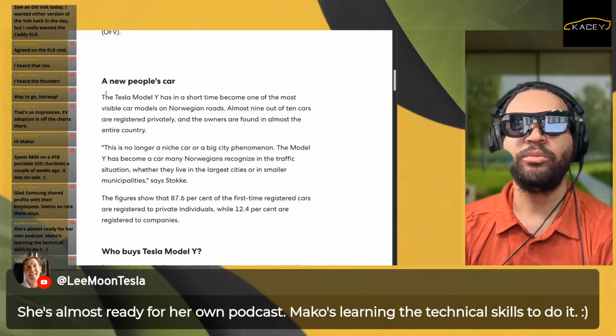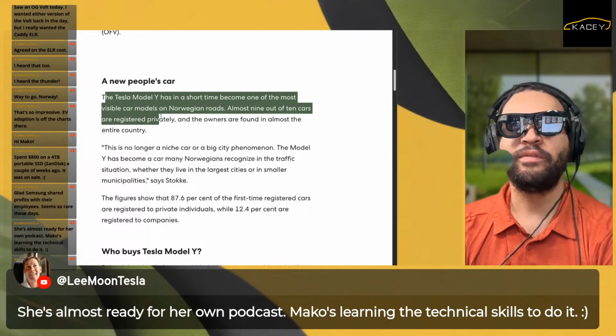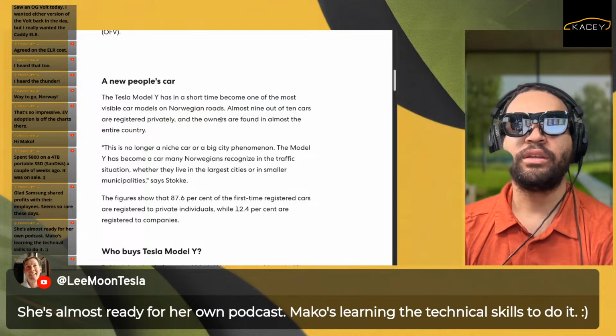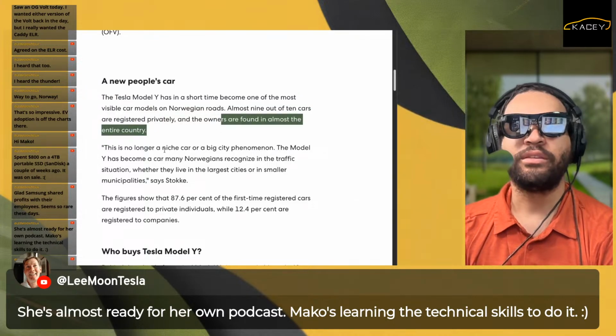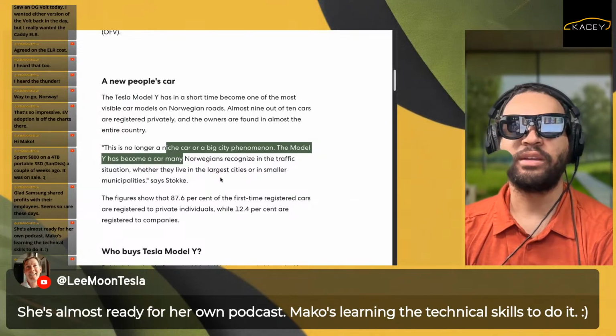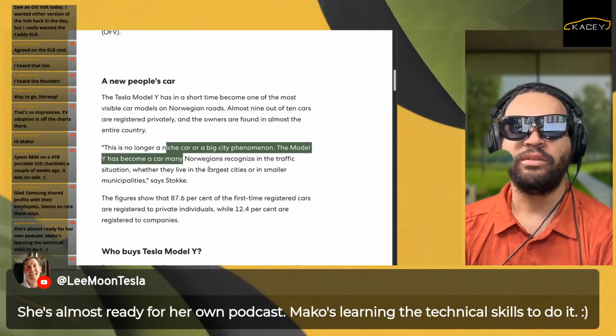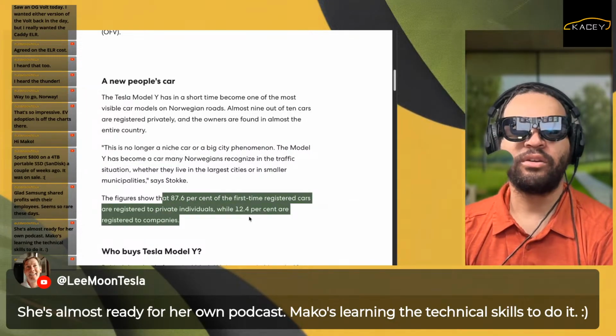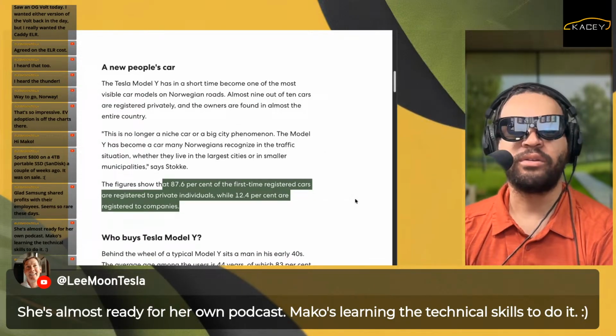A new people's car. Model Y in a short time has become the most visible car on Norwegian roads. Almost 9 out of 10 cars are registered privately, and the owners are found in almost the entire country. This is no longer a niche car, a big city phenomenon. The Model Y has become a car many Norwegians recognize in traffic, whether they live in the largest cities or the smallest municipalities. The figures show that 87.6% of the first-time registered cars are registered to private individuals, while 12.4% are registered to companies.